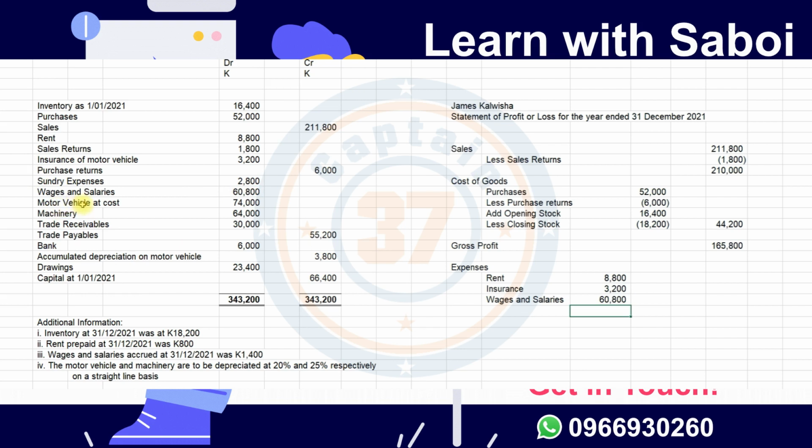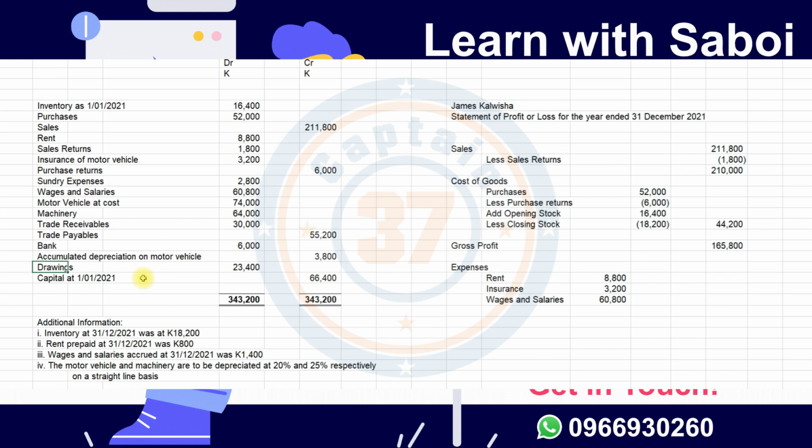Next, motor vehicle at cost. Is this an expense? No. Machinery expense? No. Trade receivables an expense? No. Trade payables an expense? No. Bank an expense? No. Accumulated depreciation? What is an expense is depreciation only. What is accumulated is what's known as a contra entry, which simply put, you will not put here. Drawings, no. Salaries, no. Are these the only expenses?